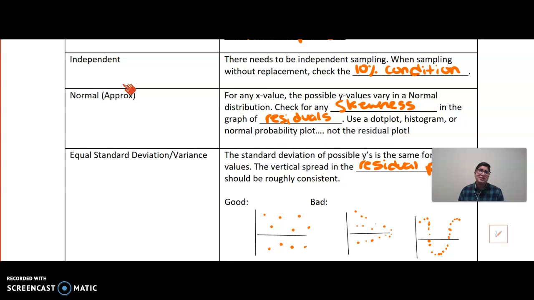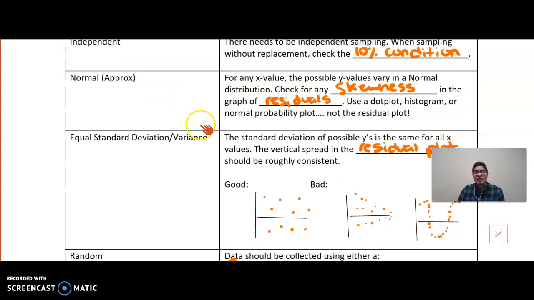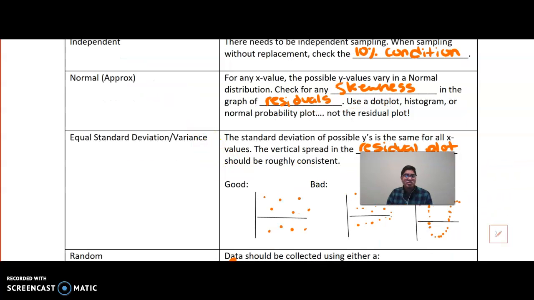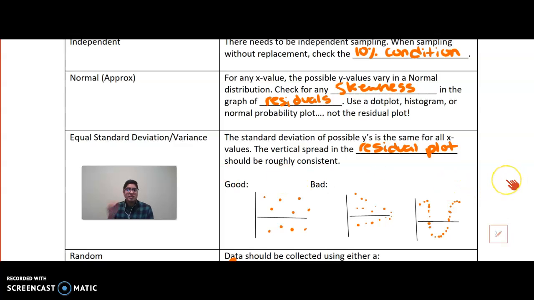You could also do a stem plot or a box plot if you're feeling snazzy. But we're not checking the residual plot. We're checking a graph of the residuals. So pay attention to the lingo there. But where we will check the residual plot is on our fourth condition here for equal standard deviation and variance.